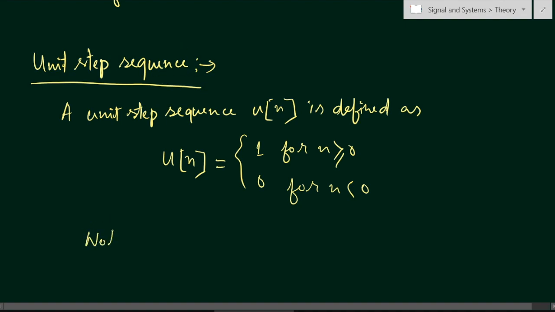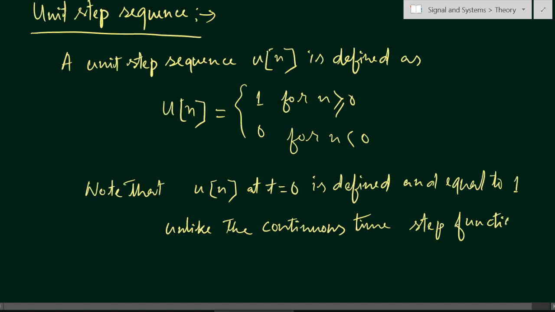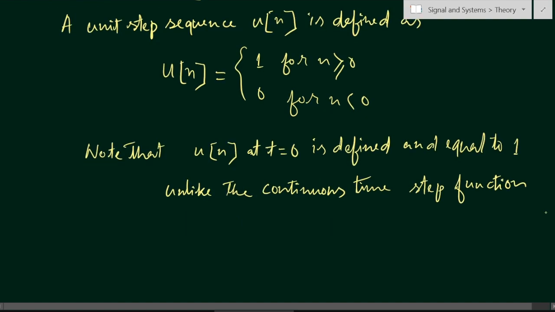Note that u of n at n equal to 0 is defined as equal to 1, unlike the continuous time step function. In the case of the continuous time unit step function, we have assumed that u of t is undefined for t equal to 0. Here, for the unit step sequence, we have assumed that for n equal to 0, u of n has a value of 1. So this is the basic difference. But in practical cases or while solving some problems, we will assume that u of t for the continuous time signal is also equal to 1 for t equal to 0 as well as t greater than 0.